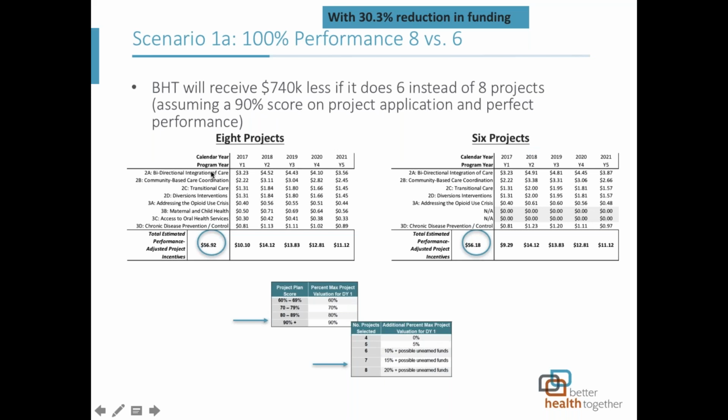As you can see here on 8 projects, if we select all 8, this is looking at us doing 100%. We score on all of the metrics. I just want to pause for a question.